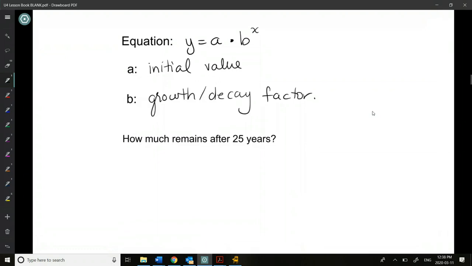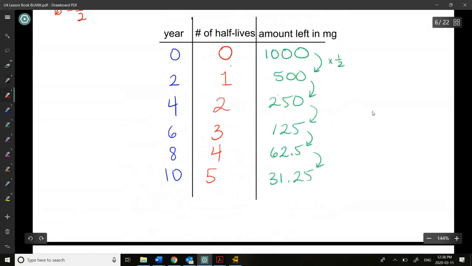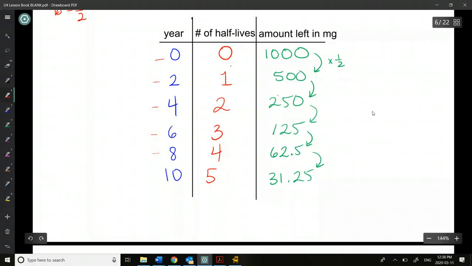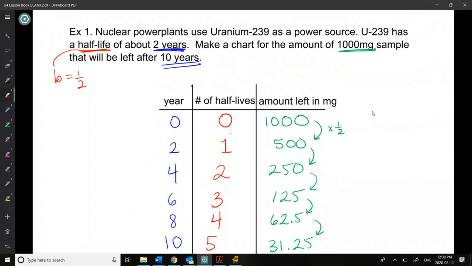Okay, for the x part of this, we remember that x usually has two components to it. What are the two components of x? So x here is actually the amount of half-lives that have occurred. So that's how our x is changing. I need to take my total time, which would be like 0, 2, 4, 6, 8, and so on, and I need to divide it by the half-life period, which is 2 years.